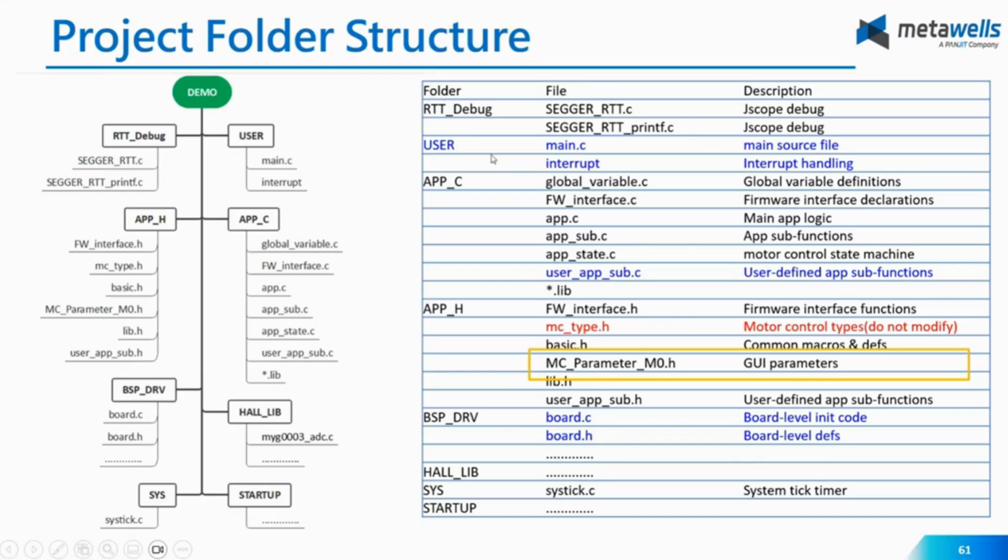We list some details and subroutines in this table, so after this training course, you can check more descriptions in this table. And I just want to mention an important file. This file is nc parameter m0 dot h. This is a header file. It's generated from the GUI tool.